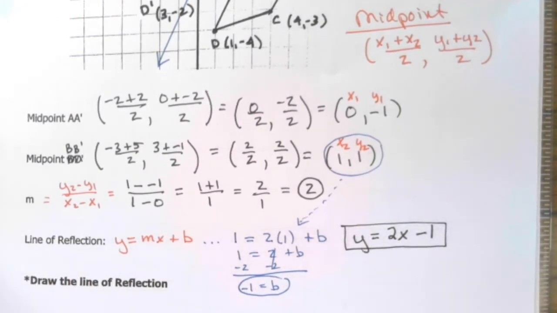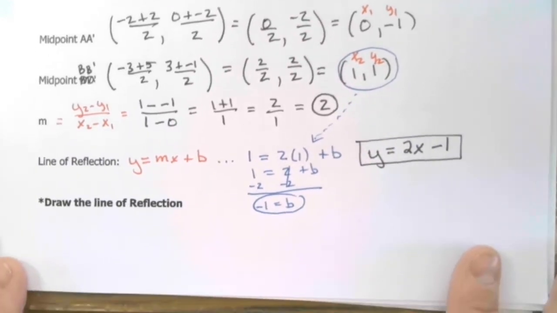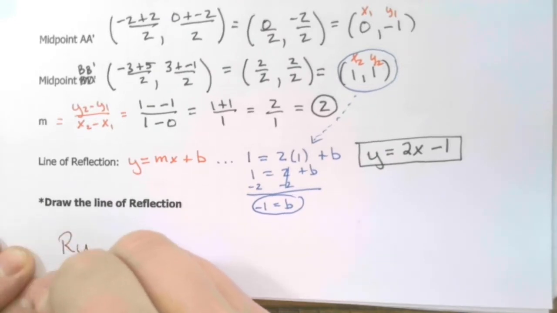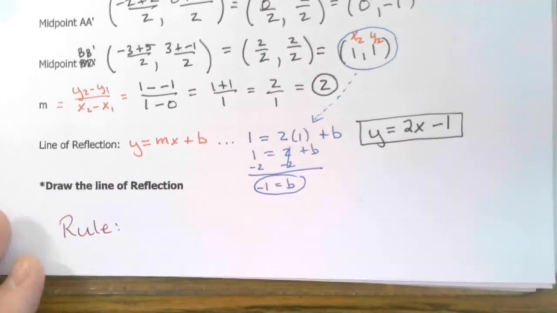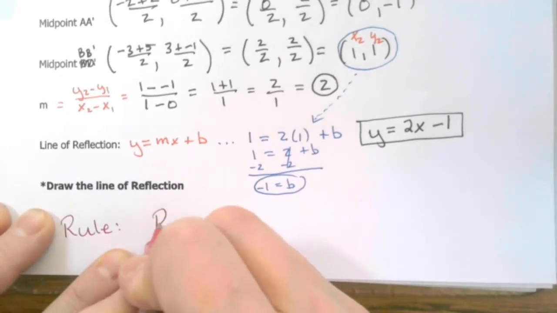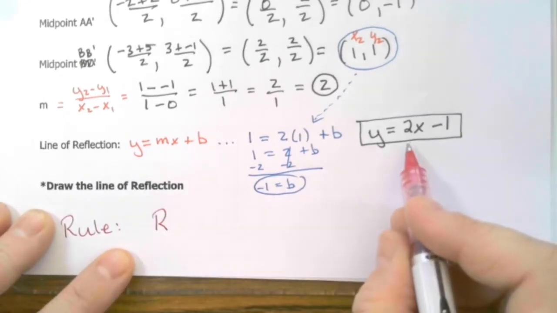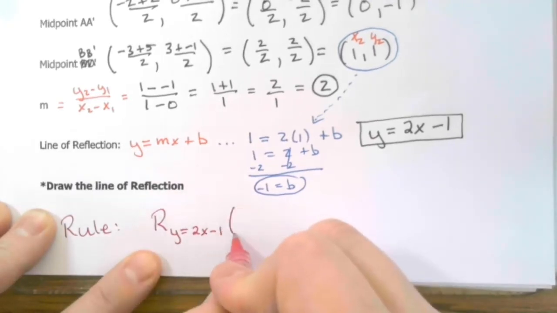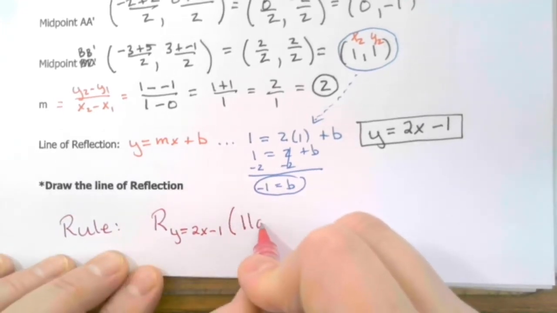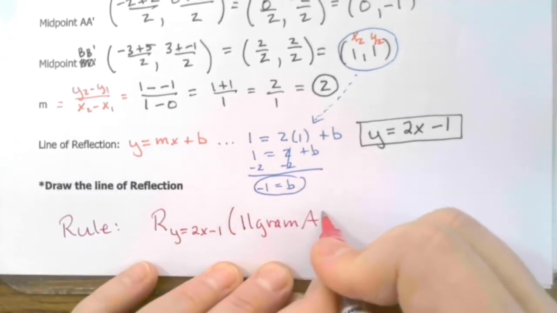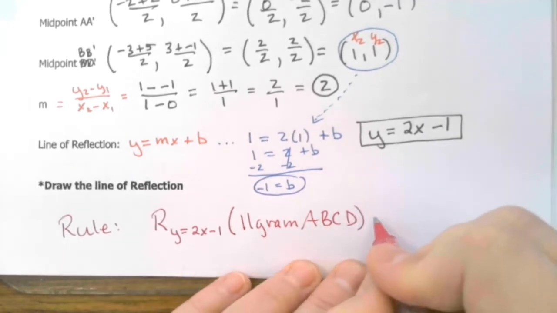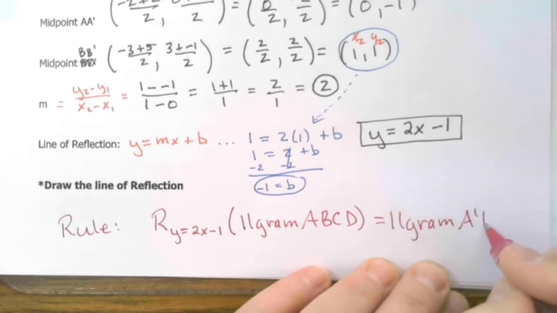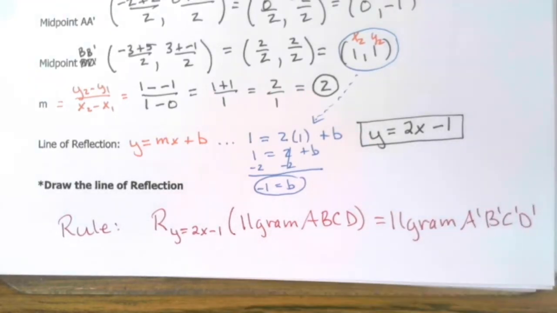Now that we have the line of reflection, we're going to write what we call the rule. So when they ask you for the rule, this is what they're looking for. It's the notation. So we have a reflection, capital R, and then we put our line of reflection in the subscript, y equals 2x minus 1. And we reflected a parallelogram, A, B, C, D, and the new parallelogram is labeled A prime, B prime, C prime, D prime.